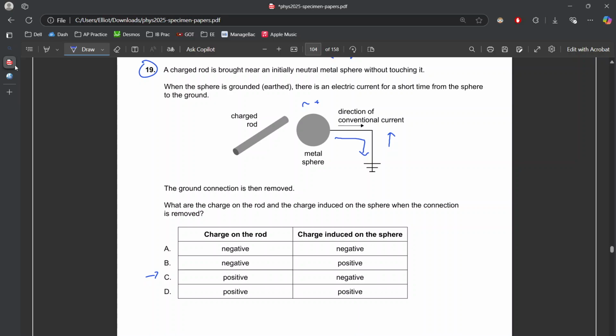Okay, it was neutral, and it got more positive. Okay, so it should have gotten more negative. That makes sense. So, it was either A or C. Because that's returned to neutrality, right? Actually, I don't know if that's true. I'm kind of making that up. And then the charge on the rod, no idea.